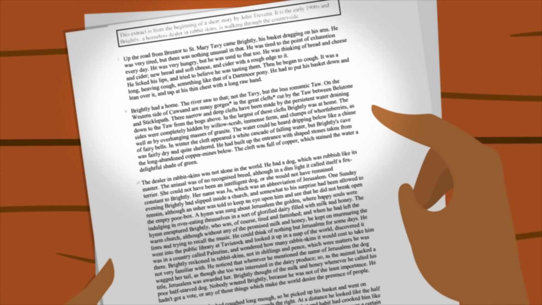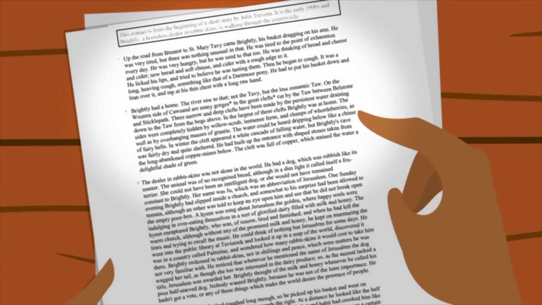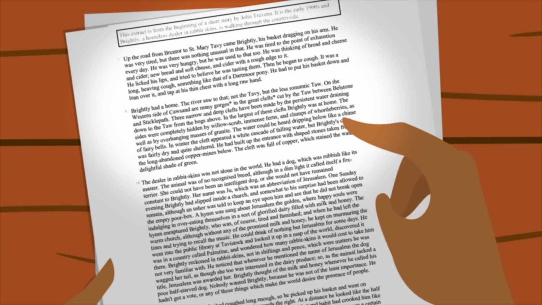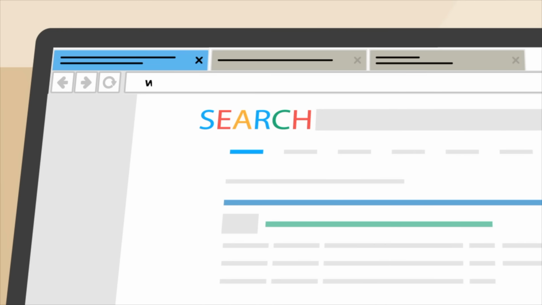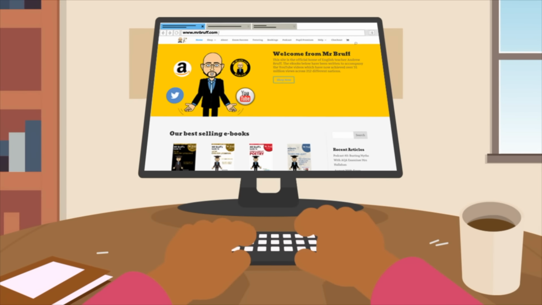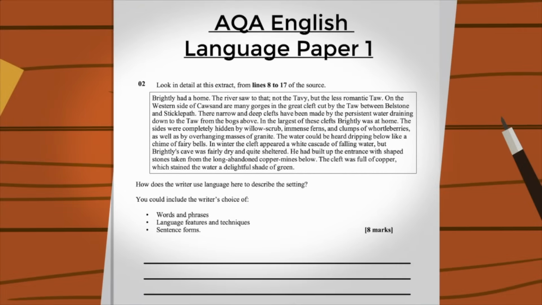In this question, you're given a section of the text, historically around 6 to 10 lines in length, and asked to analyse how the writer uses language. Let's look at a typical question based on the sample paper which you can download free of charge at mrbruff.com. Look in detail at this extract from lines 8 to 17 of the source. How does the writer use language here to describe the setting? You could include the writer's choice of words and phrases, language features and techniques, sentence forms.